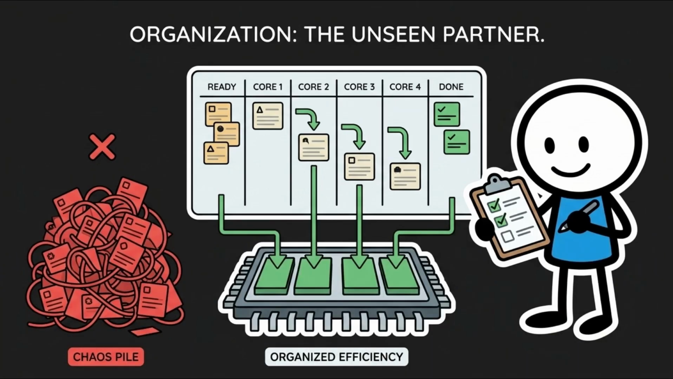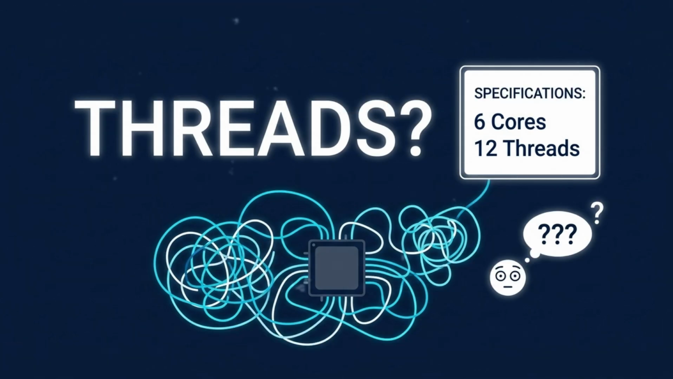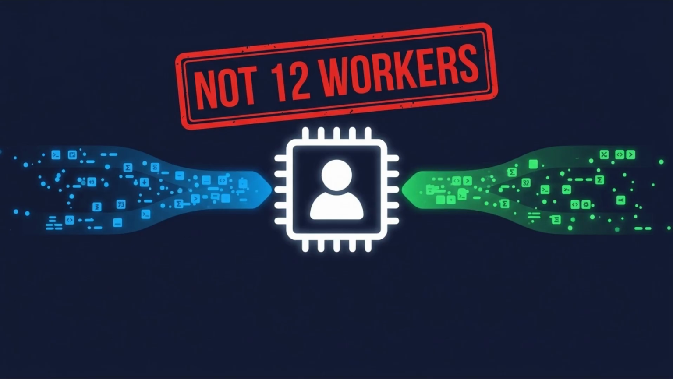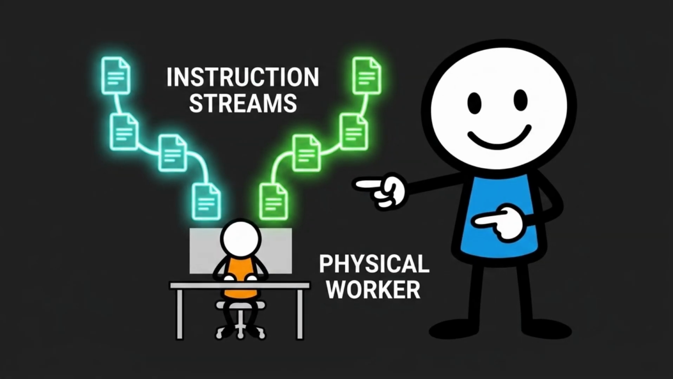Now that you know what a core is, let's talk about threads. This is where CPU specs can get confusing. You might see a processor advertised as 6 cores and 12 threads. At first, that sounds like 12 workers, but it is not. A core is the physical worker. A thread is a stream of instructions that the CPU can work on. Here is the simple version. Cores do the work. Threads are the work streams.